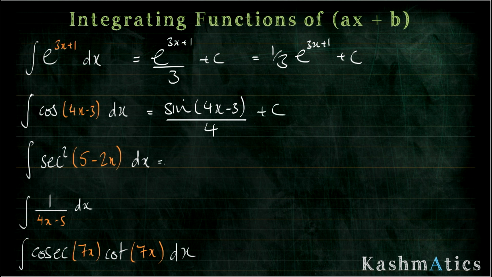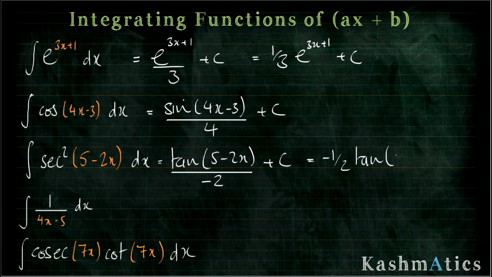Okay, this one here. Sec squared, when you integrate it, becomes tan. So this will be the tan of 5 minus 2x, but I've got to remember to divide by minus 2. Add c. Now you could write this as minus a half tan of 5 minus 2x, add c if you wanted to, but like I said, that's entirely up to you. It does look a little bit neater like that.